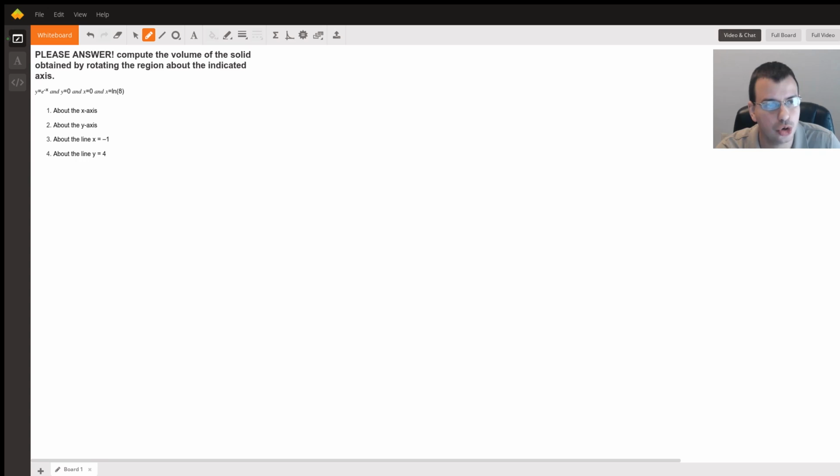All right, so compute the volume of a solid that is obtained by rotating the region about the indicated axis. Okay, we can do this. Not too hard. So I'm going to do about the line y equals 4. It's all kind of the same concept, but I think the y equals 4 kind of gets the most interesting. So we're going to do something kind of like this. Start by drawing the area so we can help visualize what's going on.